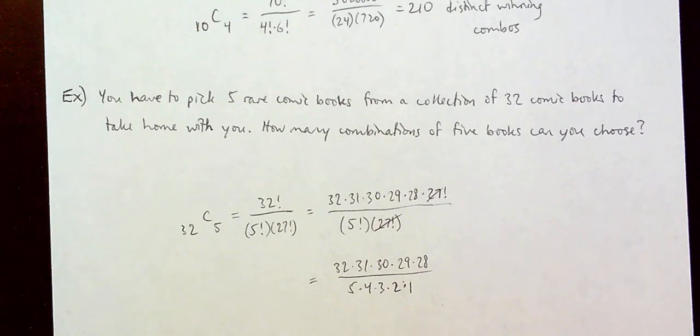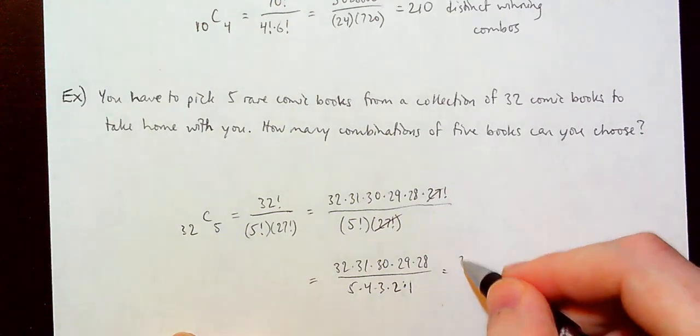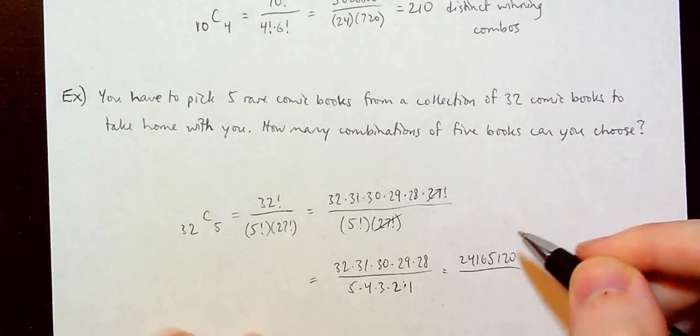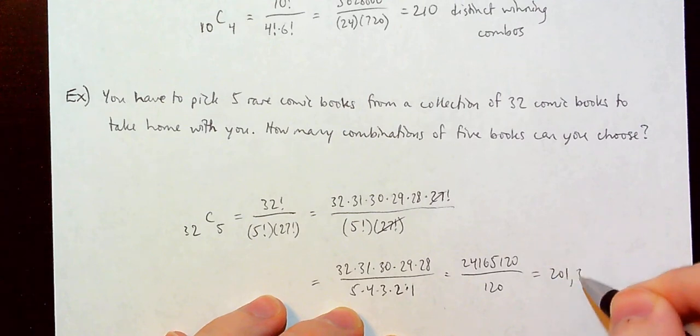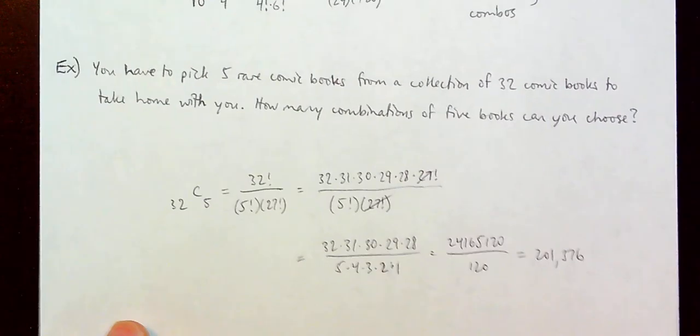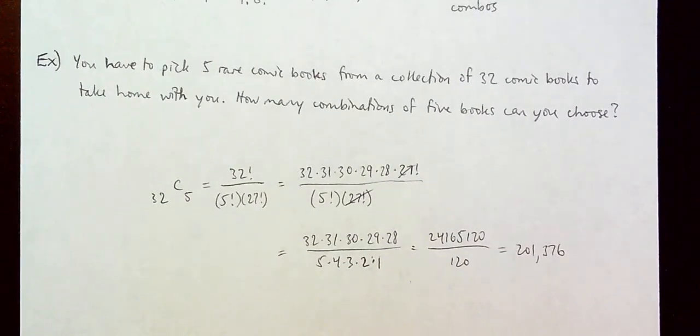So yes, we do still need our calculator, and this is why I said I'm going to show you very shortly how you can do these things in your calculator, permutations as well as combinations. But if you do 32 times 31 times 30 times 29 times 28, you do get 24,165,120. And if you do 5 times 4 times 3 times 2 times 1, you get 120. And if you do 24,165,120 divided by 120, you get 201,376. So there are 201,376 possible combinations of rare comic books that you could choose from this collection of 32 rare comic books.